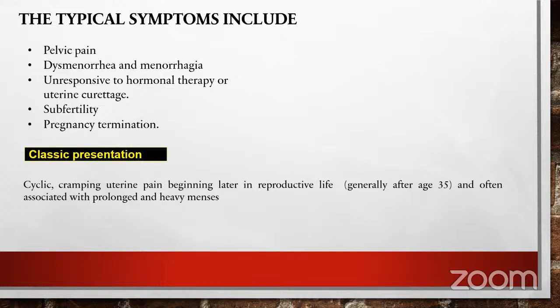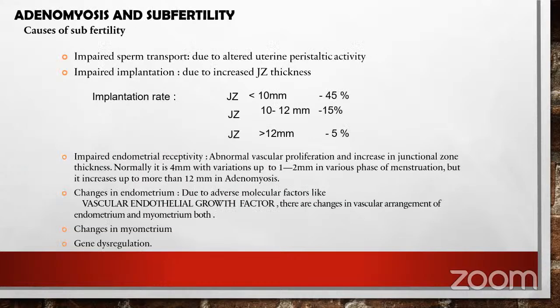Clinical presentations are cyclic cramping uterine pain beginning later in reproductive life, generally after 35 years, and often associated with prolonged and heavy menses. Adenomyosis and subfertility. There is not much debate on the relation between fertility and adenomyosis, but definitely there is subfertility.